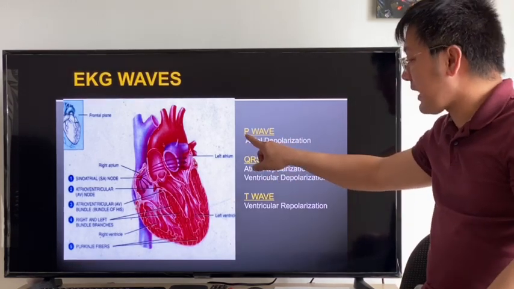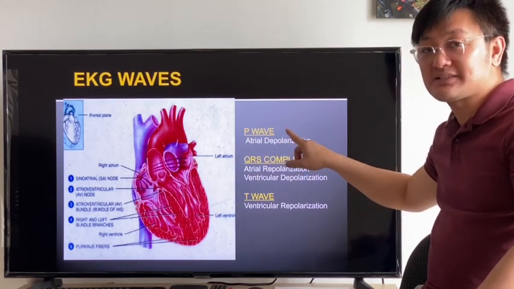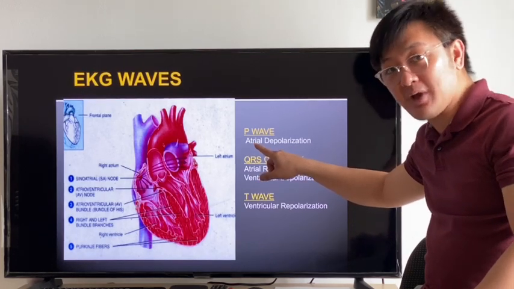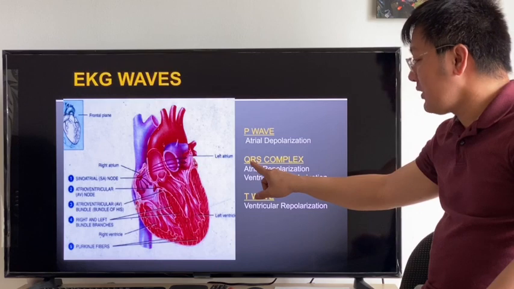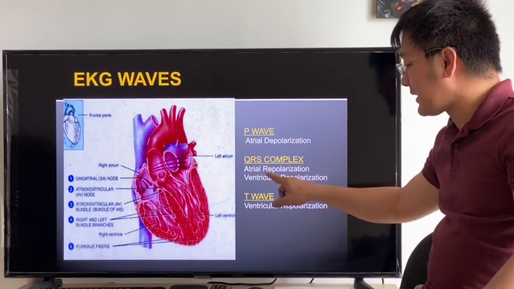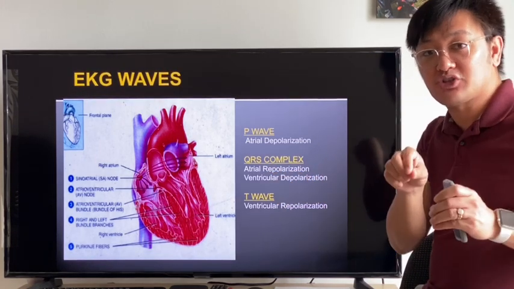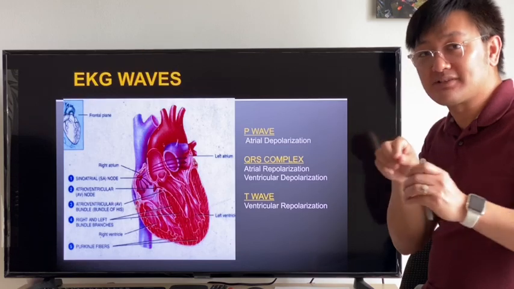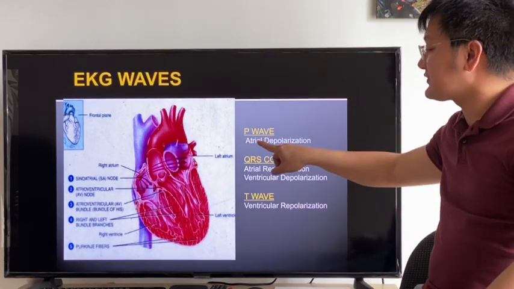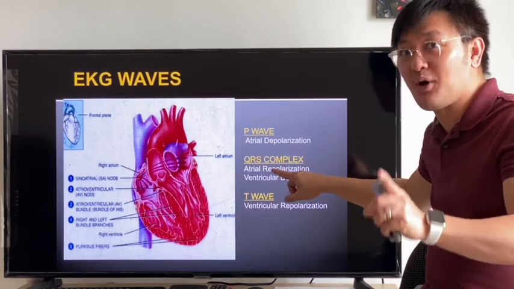So the P wave represents stimulation of the atria, or the cells in the atria turning positive, and eventually it will contract. That's your P wave. The QRS complex represents atrial repolarization. So what is repolarization? Repolarization means the cell goes back to its normal state, the resting phase or relaxation. Remember, after a cell depolarizes, it needs to repolarize.